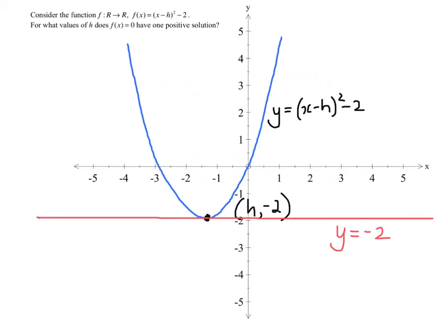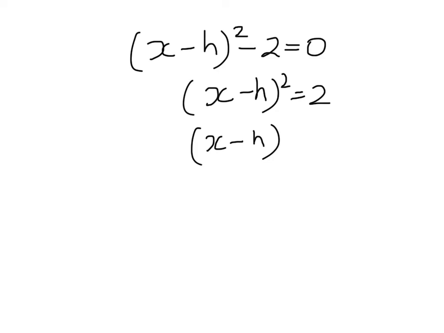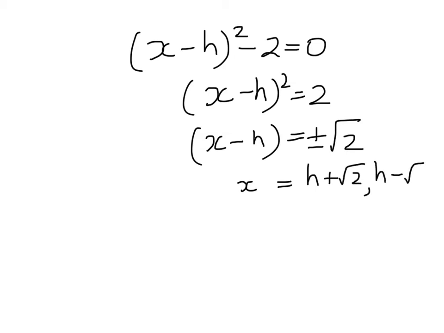And the x-intercepts of course occur when (x - h)² - 2 is equal to 0. So let's work that out. (x - h)² - 2 = 0, so (x - h)² = 2. We add 2 to both sides. Take the square root of both sides. We get plus or minus root 2. And we can add h to both sides. So it's really going to be h + root 2 and h - root 2. So those are our two intercepts.